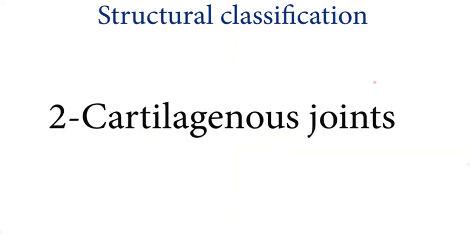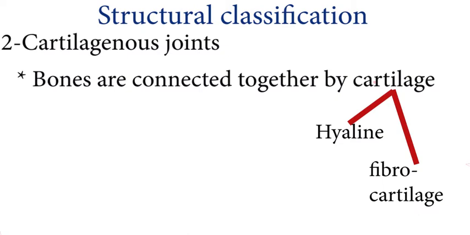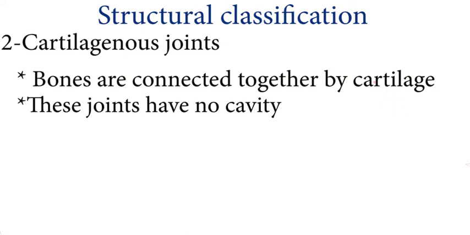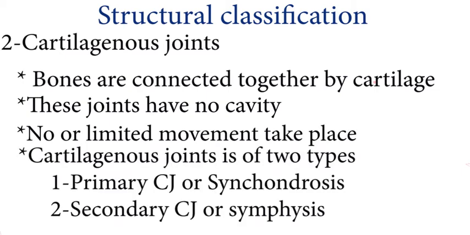Next, we have the cartilaginous joints. In these joints, bones are connected together by cartilage. This cartilage may be hyaline or fibrocartilage. Cartilaginous joints have no cavity because the space between the joints is filled with cartilage. In this joint, no or very limited movement takes place.